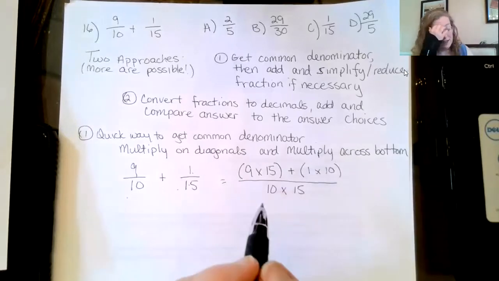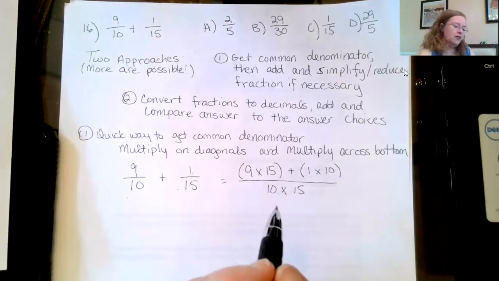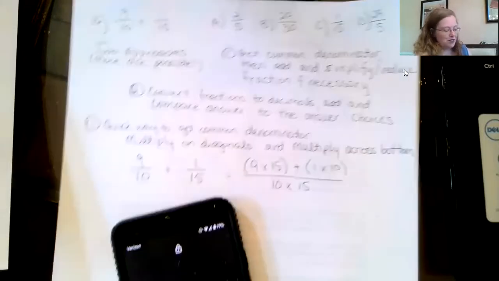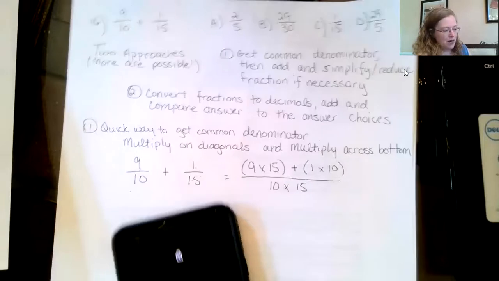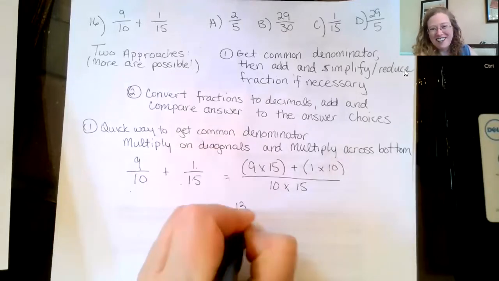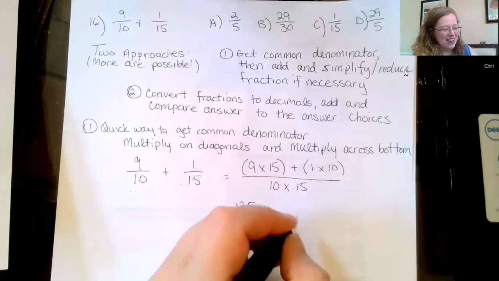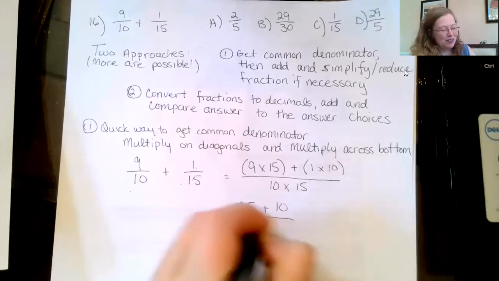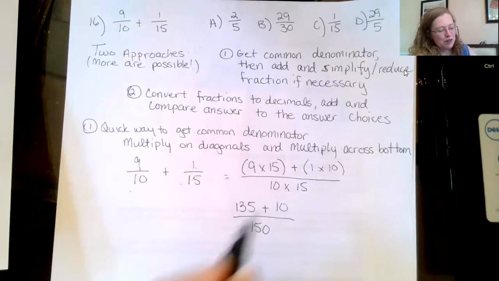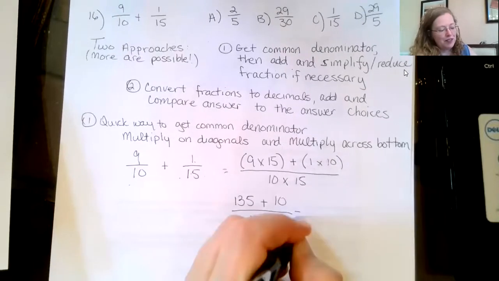So what do we get? 9 times 15 is about 150, a little bit less. Okay, I'm having trouble today with too many things going on. We have 9 times 15, 135. And 1 times 10, I don't need my calculator for that one. And 10 times 15 is just going to be 15 with a 0, so 150. And that becomes 145 over 150.